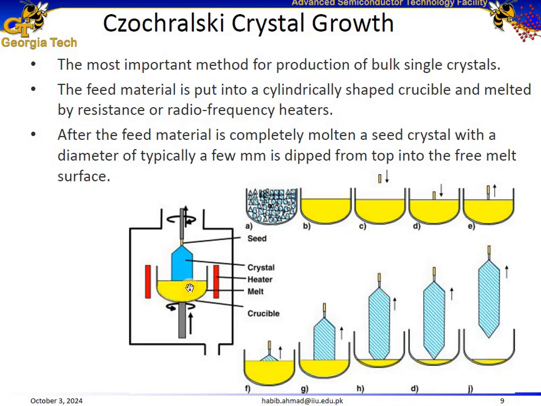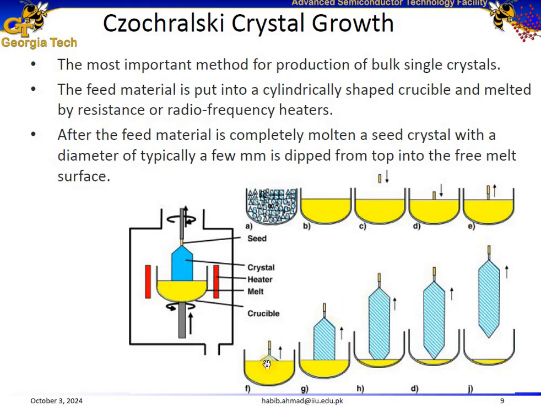Once this raw material, the polysilicon, is fully molten, a small seed crystal, typically a few millimeters in diameter, is lowered into the surface of the molten silicon. The seed crystal serves as the foundation for the growth of the larger single crystal silicon ingot. So the seed crystal is dipped into the melt, and then it is gradually pulled upwards while the melt solidifies onto the crystal in a controlled manner.